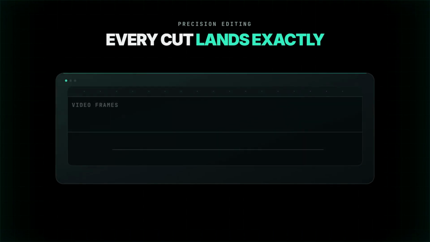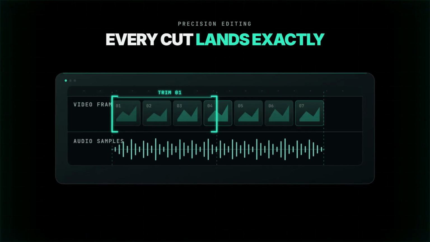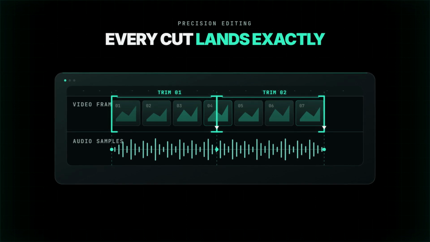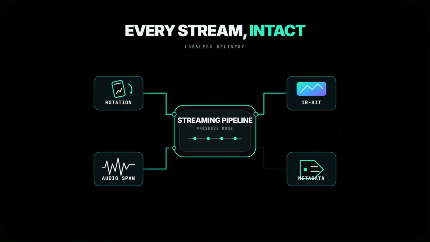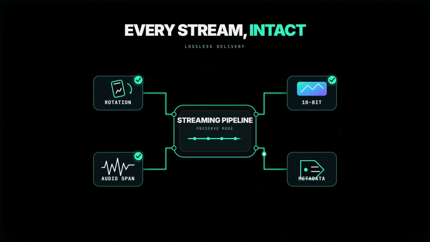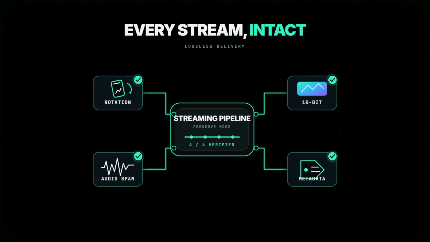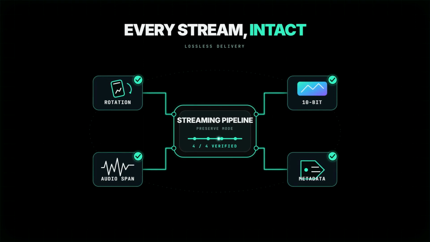This was not supposed to discard useful behavior. The pull request says trim windows remain sample exact for video and audio, including trims chained together. The tests also cover portrait rotation, 10-bit handling, bounded audio, and workflow metadata. Streaming changes the transport mechanism without simply ignoring those media details.